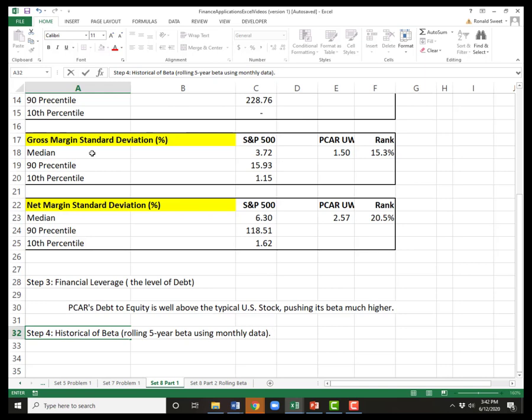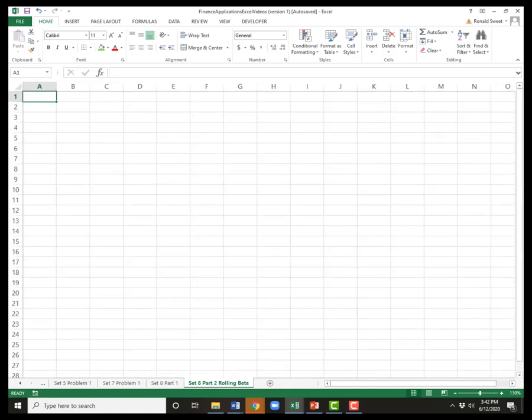Now, Yahoo Finance has been all over the place. They've used 3-year monthly data, 5-year monthly data, and 3-year weekly data. Right now they're using 5-year monthly data, so that's what we will do. So I'm going to move that and do this over on this next sheet, and let me show you that process.